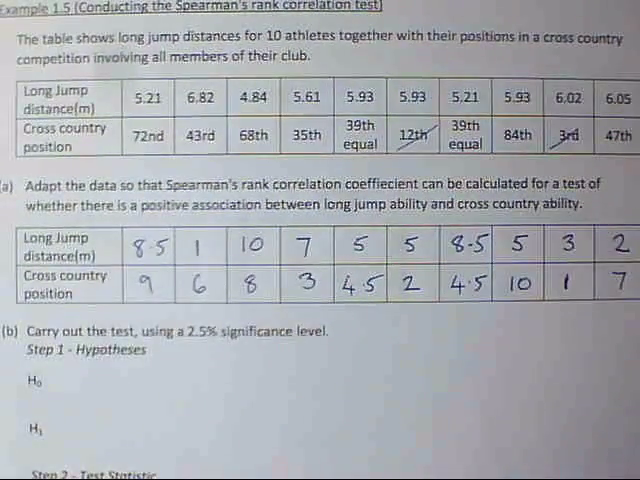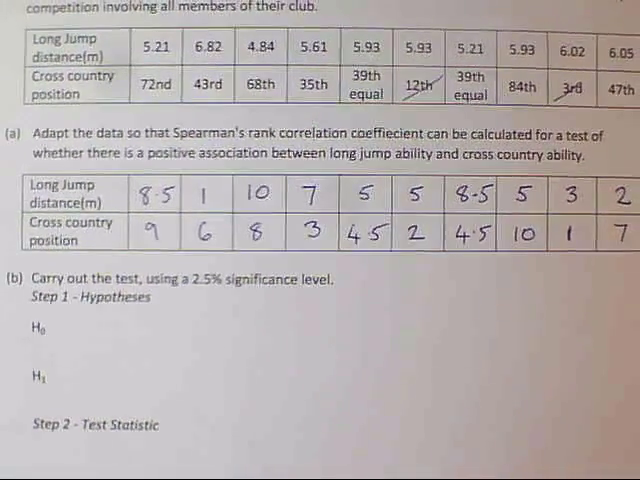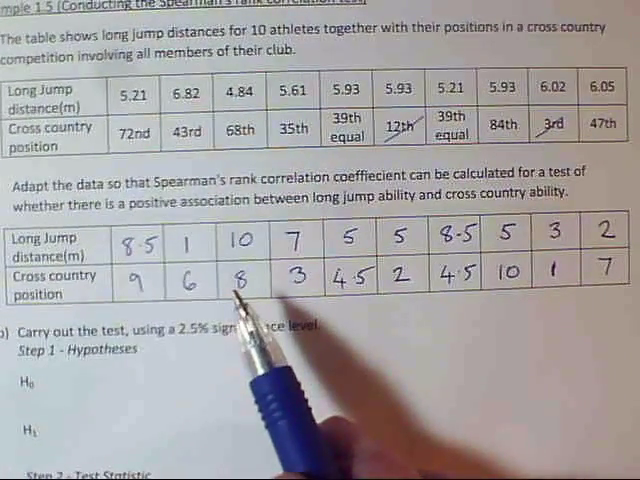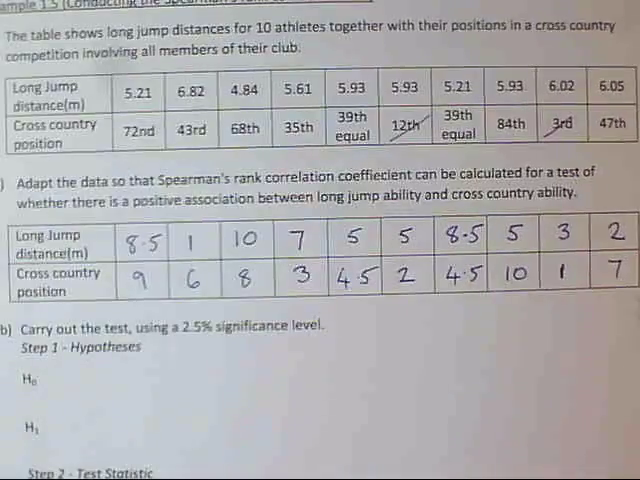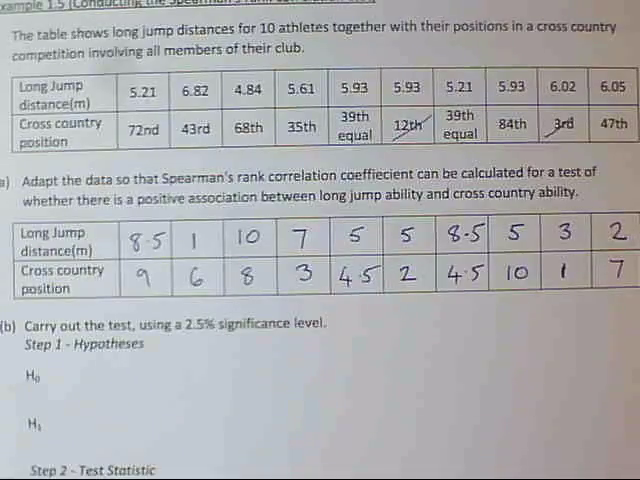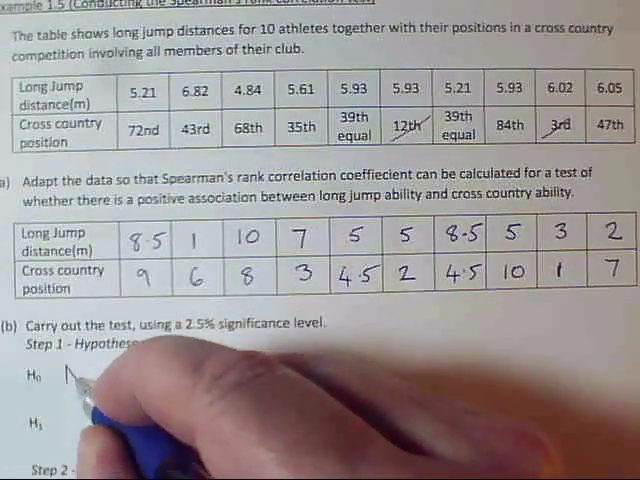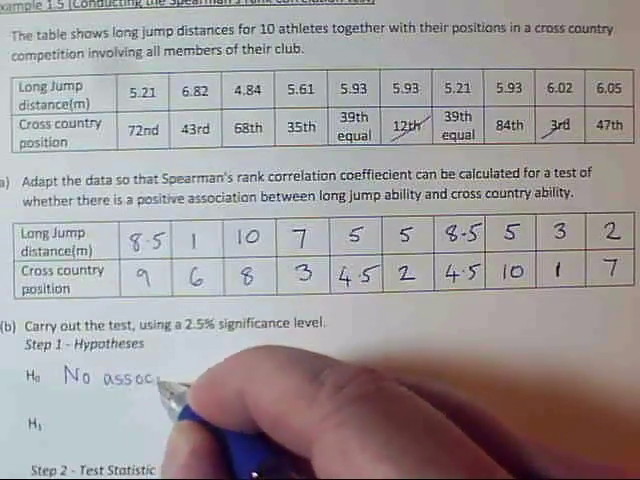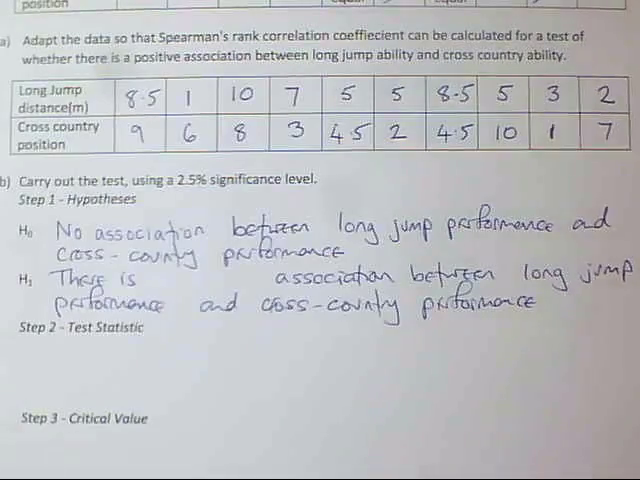So I've done the conversion of the raw data into ranks, and now I need to carry out the test. So I've got my 5 stages again. So first stage is hypotheses. So there's always help in terms of looking what the test is going to involve. So the test is going to be of whether there is a positive association between long jump ability and cross-country ability. So I can just copy out the context. And remember that H0 is always nothing interesting going on, so that will be no association.